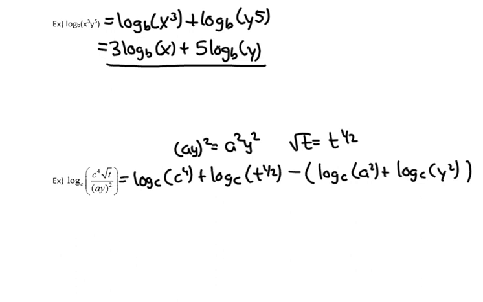Okay, two things before moving forward. First of all, log base c of c to the 4th. Well, we know that is simplified. That's a logarithmic property we talked about earlier. That simplifies to 4. And here I'm going to distribute the negative.